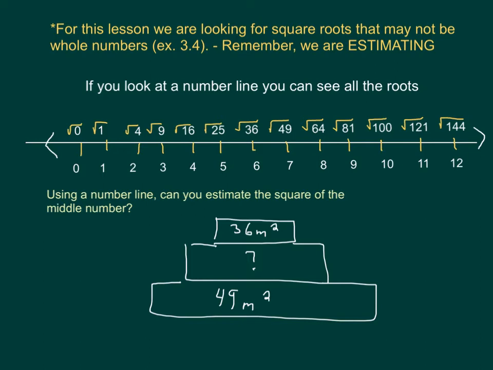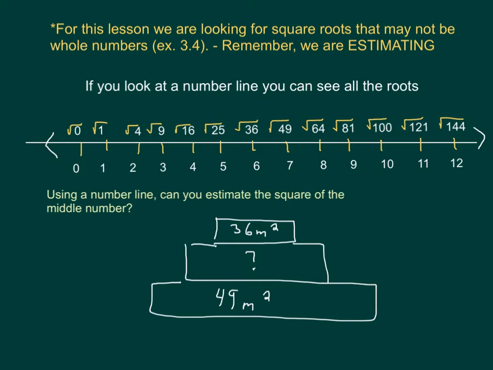For this lesson, we're looking at square roots that may not be whole numbers. What I mean by that is the easy roots, like 2, 3, 4, are all whole numbers. For this lesson, we're going to be looking at ones that aren't whole numbers. So you could have a square root of 3.4, anything with a decimal in it, 6.7, anything like that. But remember, the key word for today is estimating. I'm not looking for the exact calculation. We're looking at how to estimate and get close.